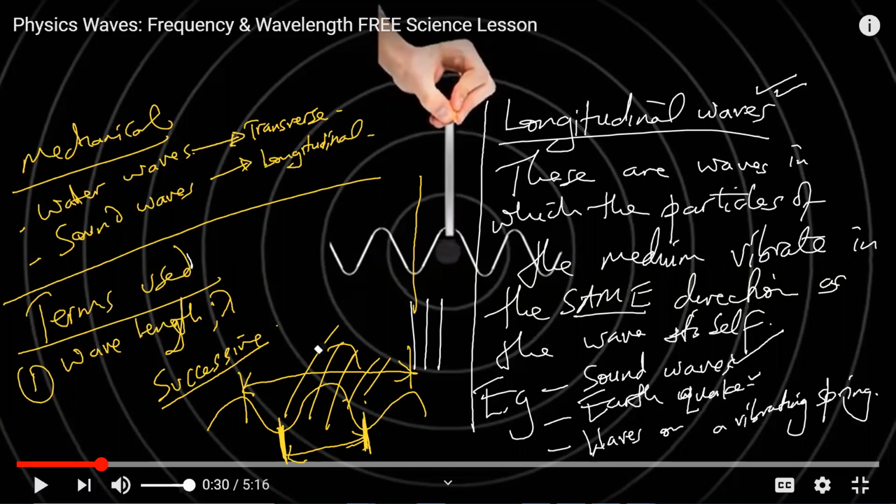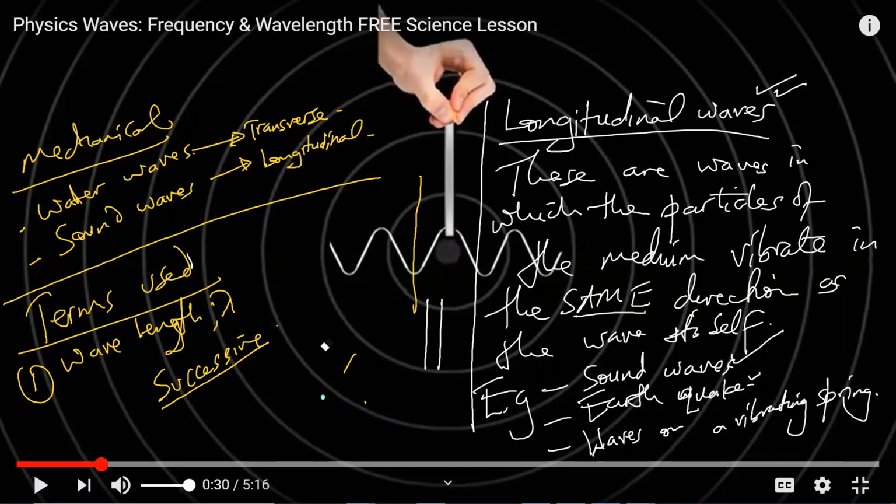By the way, it has many definitions. One of them is that it's the distance between any two successive troughs, or it's the distance between any two successive crests, or it is the distance between any two successive regions of compression. Now remember about longitudinal waves. Or it is the distance between any two successive regions of rarefactions. That's another definition. All of them are correct. You can state any.